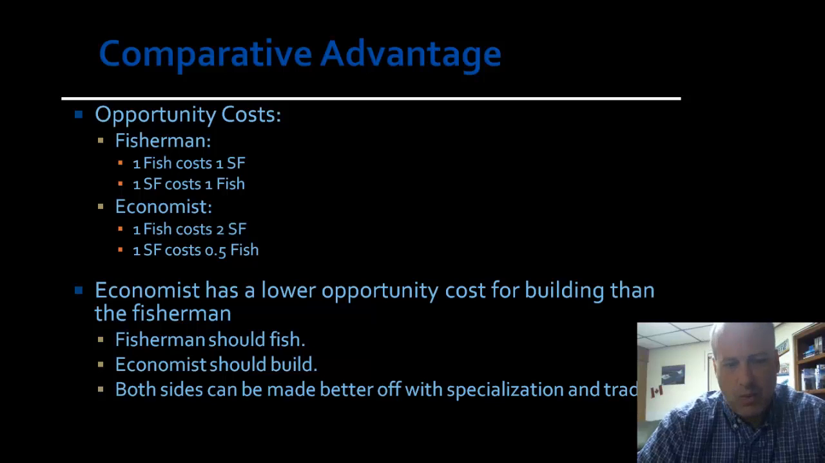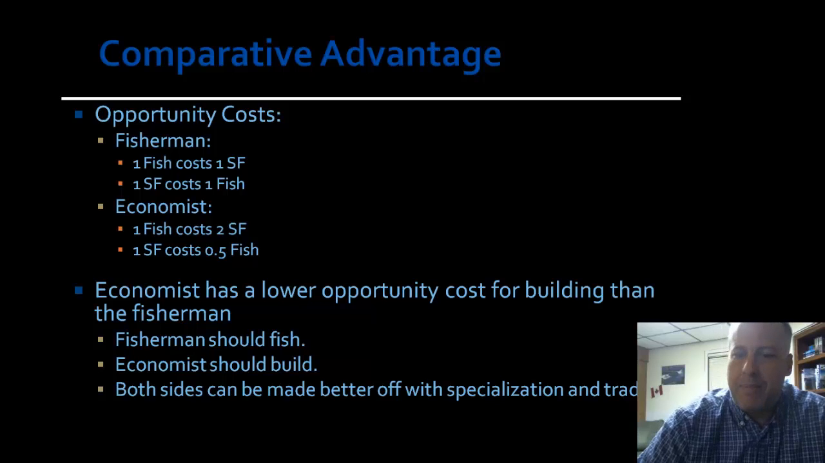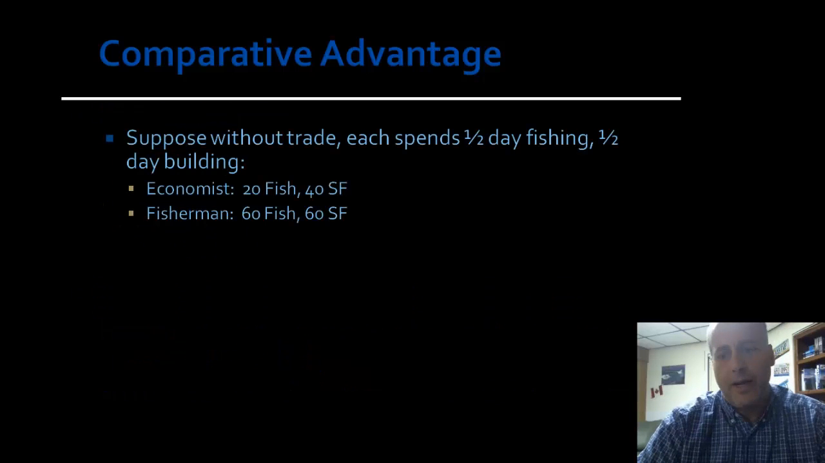This says to us that the fisherman should fish and the economist should work on the house, and both sides can be made better off with specialization and trading. So let's put a numerical example and suppose that each spends half their day, 4 hours, fishing and half their day, 4 hours, building. In this case, the economist winds up with 20 fish and 40 square feet, and the fisherman winds up with 60 and 60.